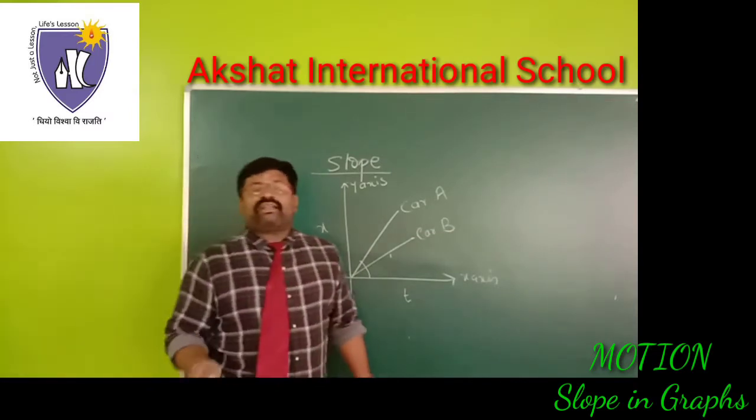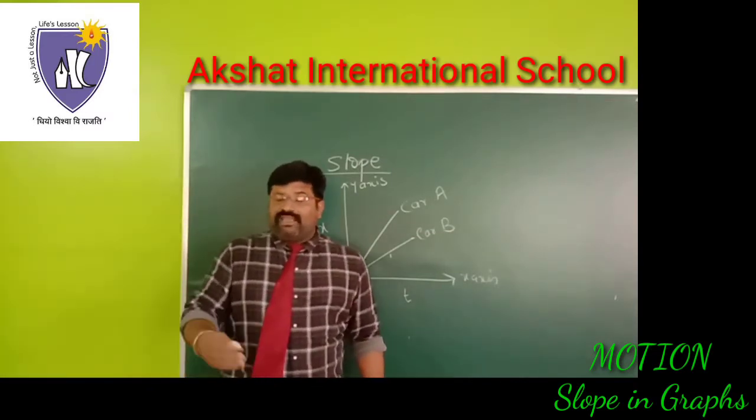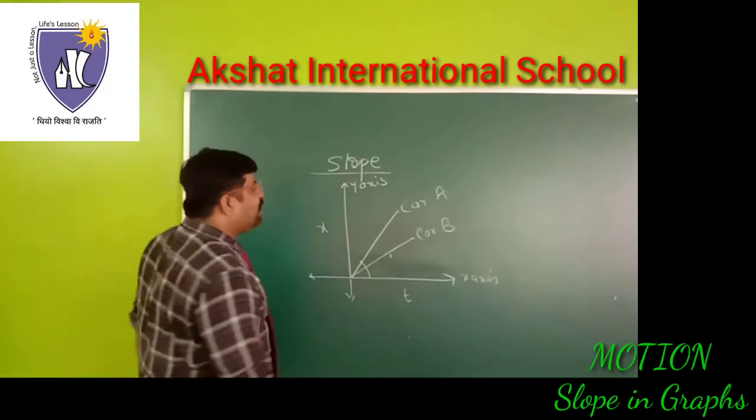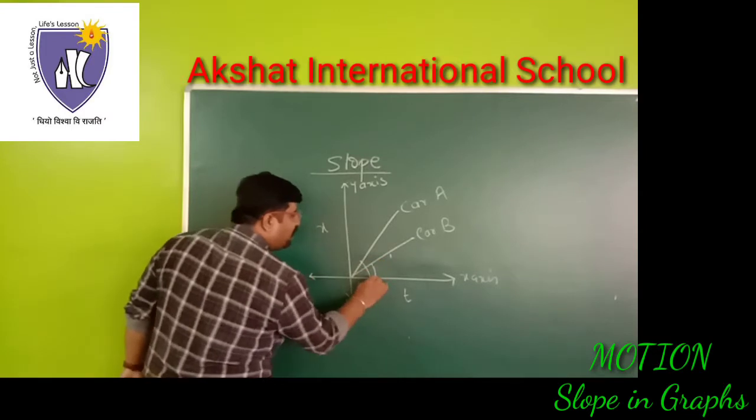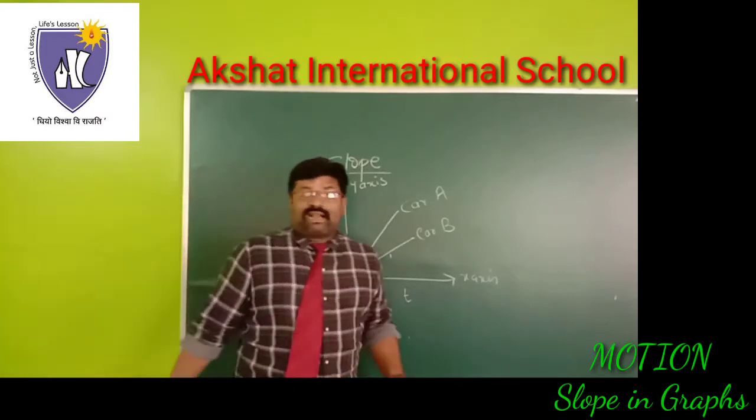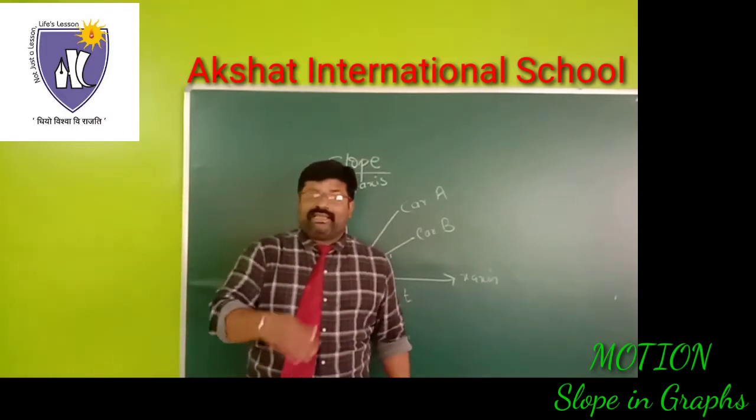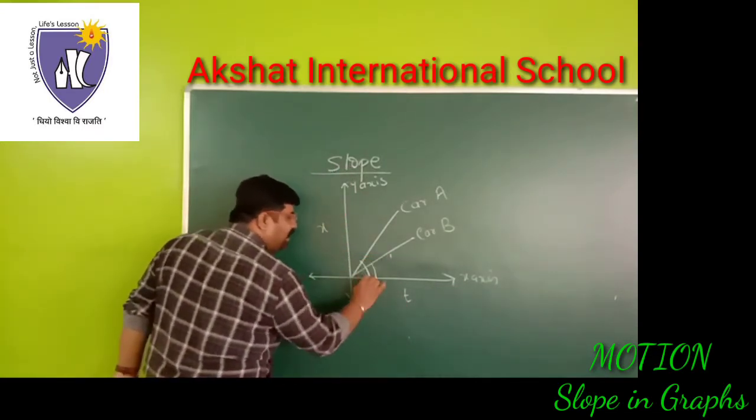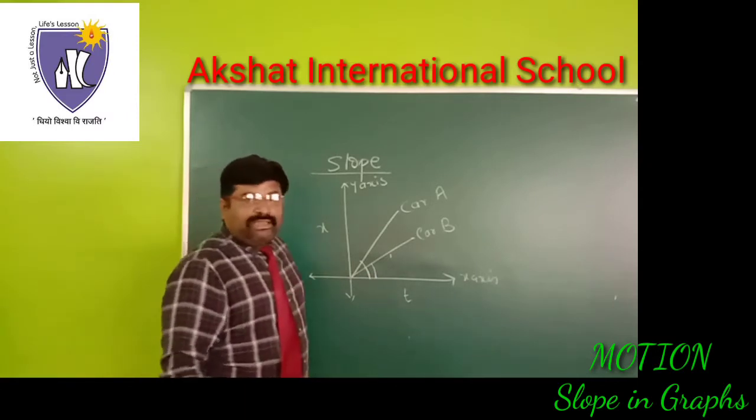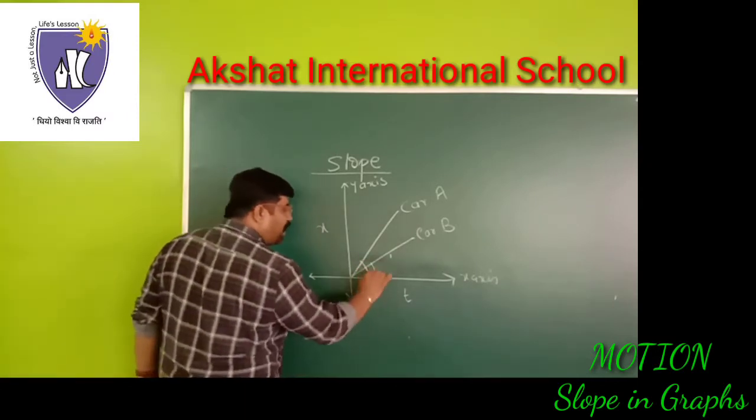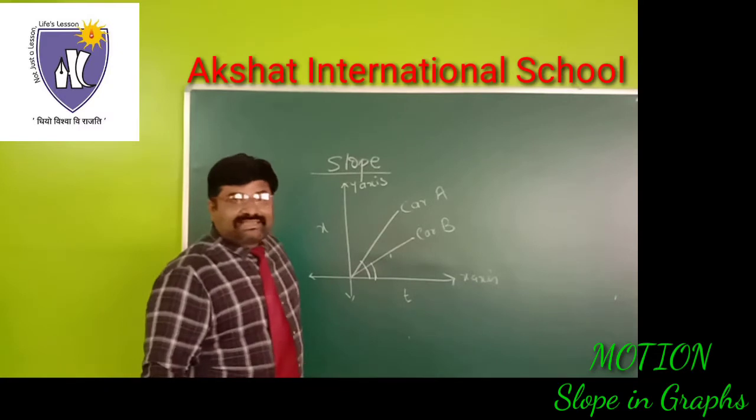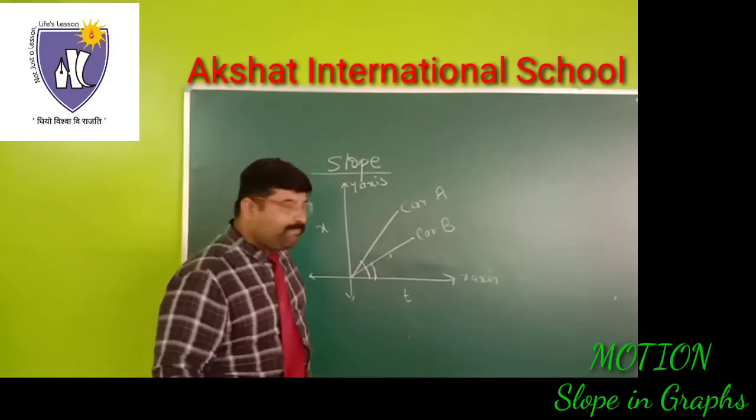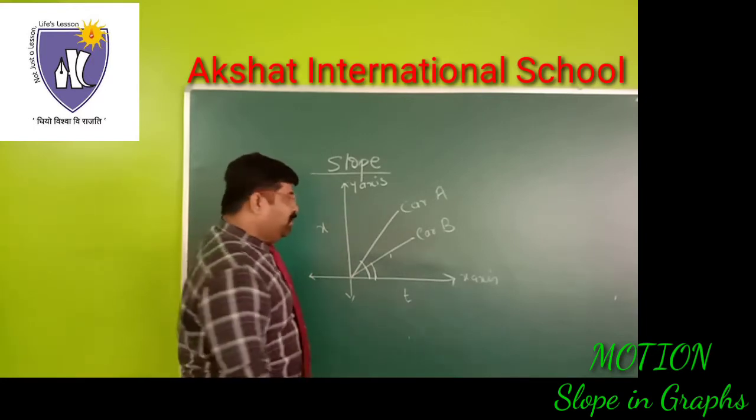Now which car is moving faster? If we have to find out, then we'll just see the slope. That means we'll find out the graph of which car has the greater inclination with the time axis. So car A has more inclination as compared to car B, so we can say that car A has more speed. Let me elaborate more.